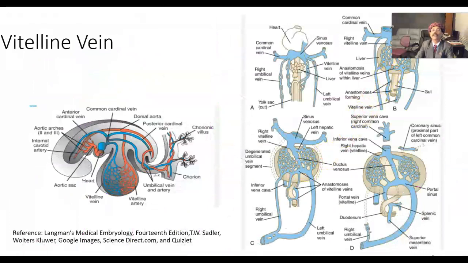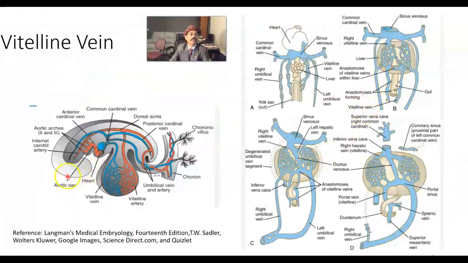If we look at the image here, this is the embryo. This is the yolk sac, which you can also call the umbilical vesicle. This is the sinus venosus area, receiving the common cardinal vein as well as the umbilical vein and the vitelline vein, also called the omphalomesenteric vein.